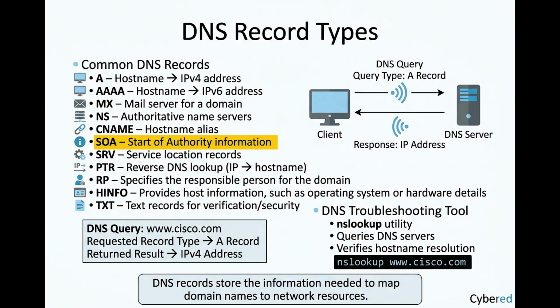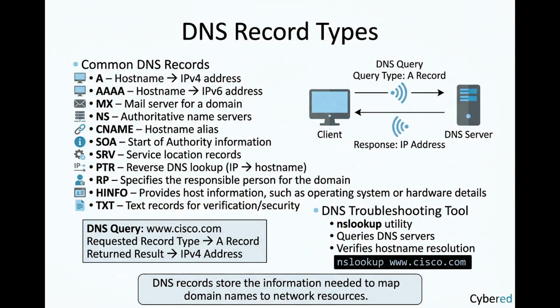SOA defines the start of authority for a domain and contains domain administration information. SRV specifies service location records for specific services. PTR performs reverse DNS lookup, mapping an IP address to a hostname. RP specifies the responsible person for the domain. HINFO provides host information such as operating system or hardware details. And TXT stores text information often used for verification or security records.